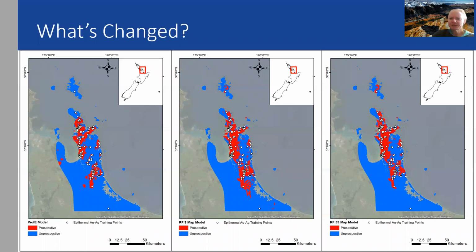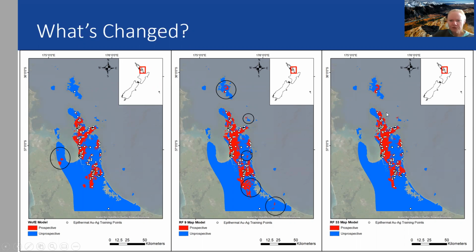So what's changed between the three models? On the left, we've got the weights of evidence model. In the middle, we've got the 9-map random forest model. And on the right, we've got the 33-map random forest model. And I'm just circling here where some of the differences are. So in the weights of evidence model, we've got a bit of prospective area over here that doesn't show up in the random forest models.